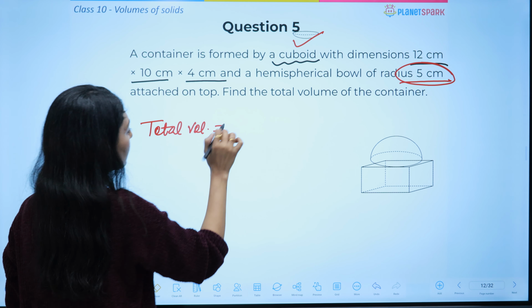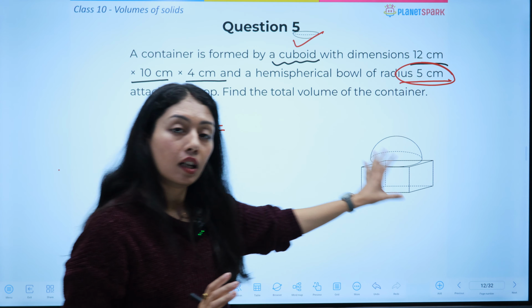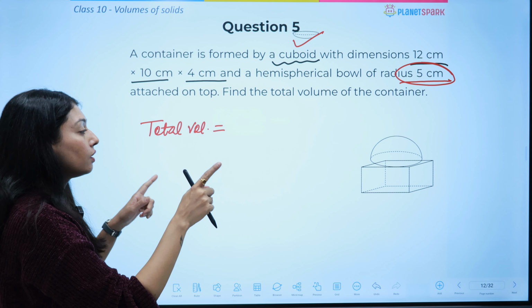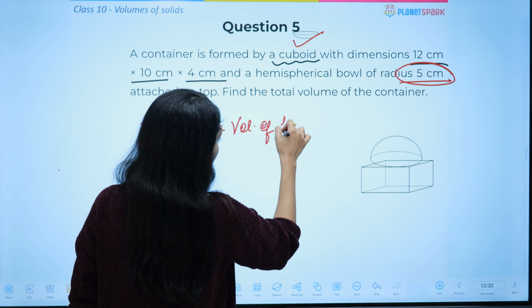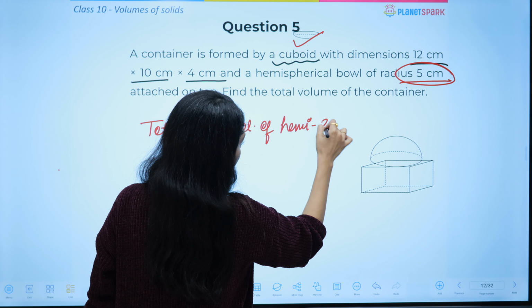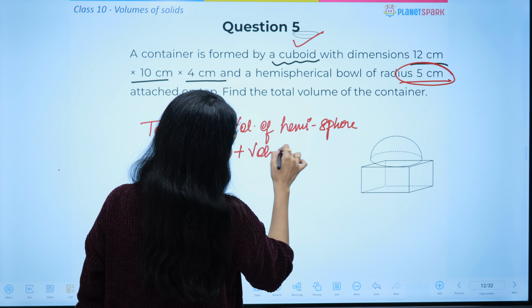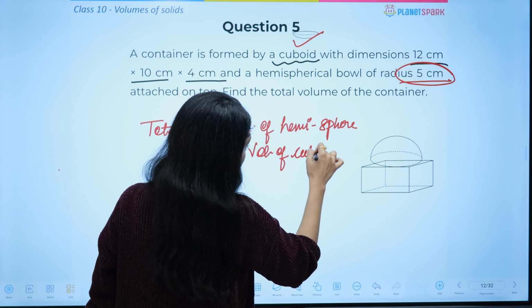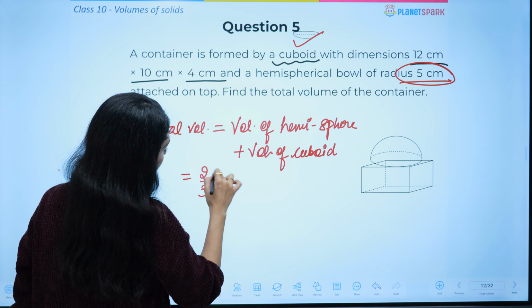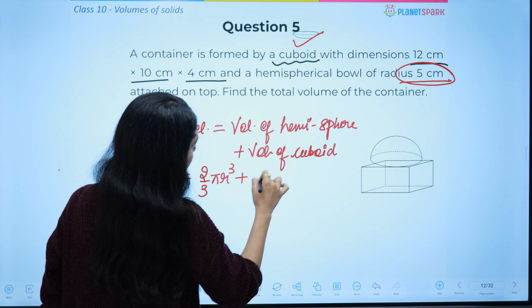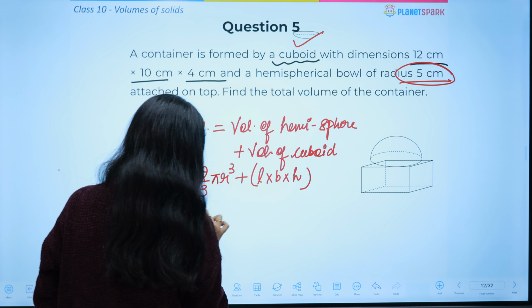Yes everybody, in volume we don't have to think too much, unlike surface areas, where we consider which surfaces are touching and all. These two are there, we can see, and the volumes will simply get added. So, volume of hemisphere plus volume of cuboid, right? Formulas: 2 by 3 pi r cube plus length into breadth into height. Plug in all the values here.